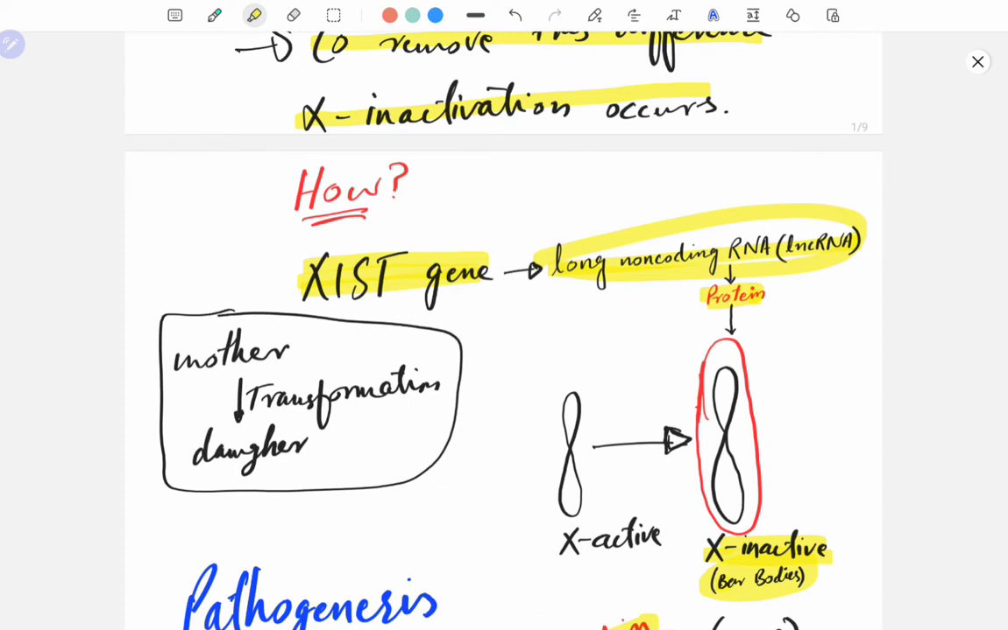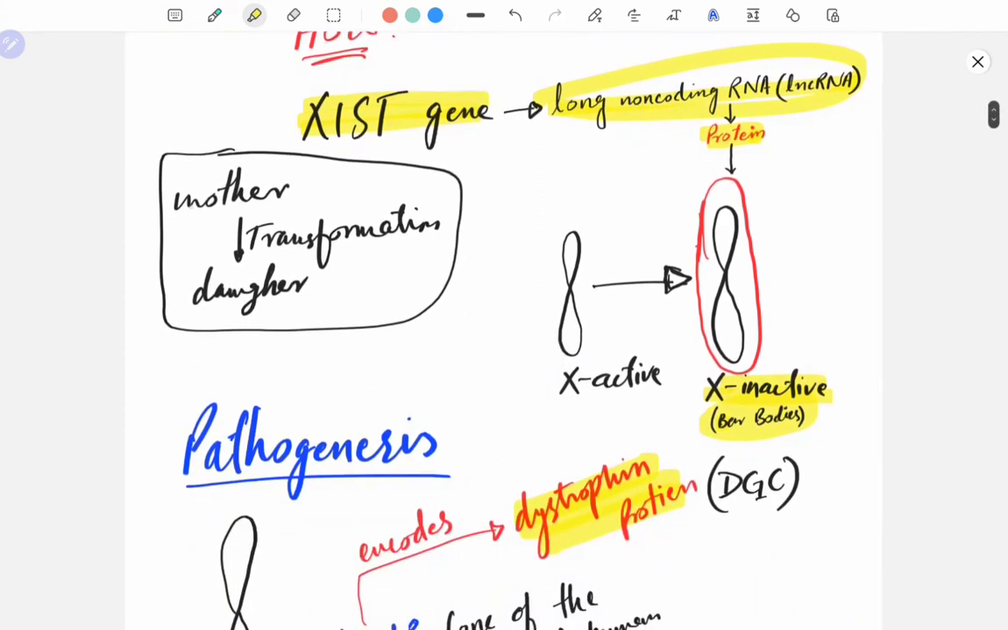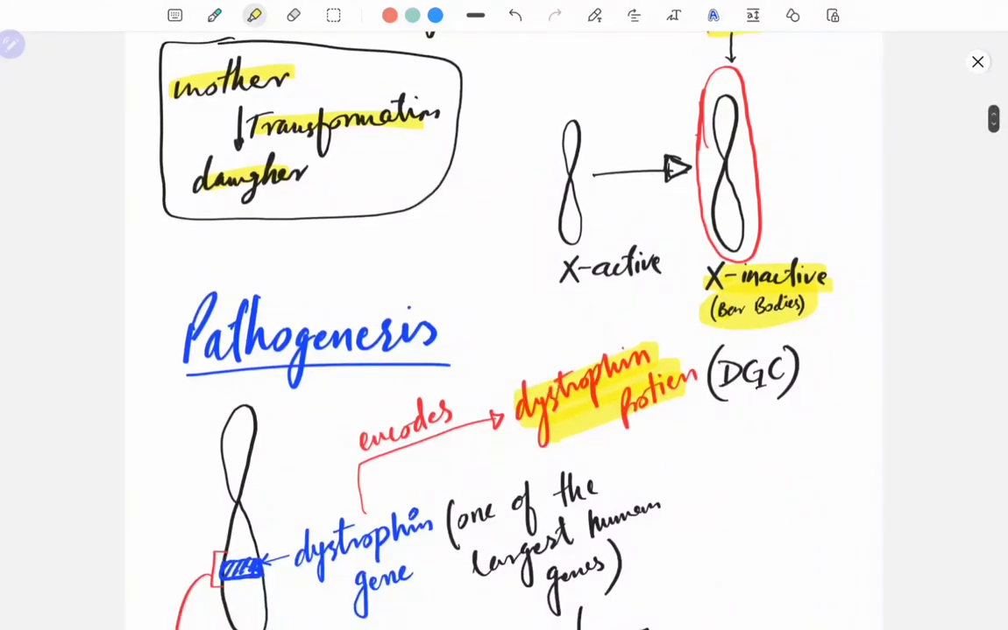This is seen in the female only, and it runs from the mothers to daughters. Once the X inactivation has occurred, it runs from the mother to the daughter, generation to generation. And every time the daughter gets fertilized with another male, this imbalance of protein production will also activate the X inactivation in the daughter also.